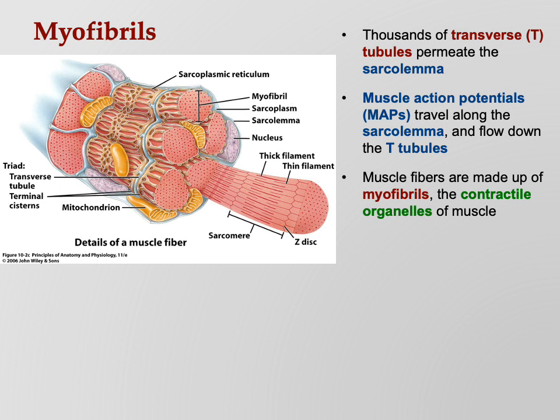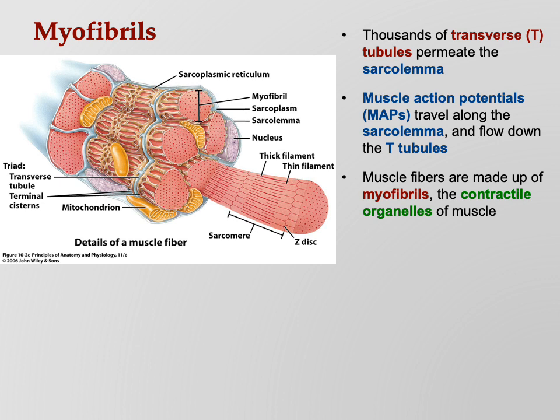So remember cells. Cells have all kinds of organelles, don't they? They have a cell nucleus, they have mitochondria, they have the rough endoplasmic reticulum, the smooth endoplasmic reticulum, the Golgi apparatus, the lysosomes, the peroxisomes. Well, muscles have their own unique kind of organelle. No other kind of cell has this organelle. And what organelle am I talking about? A myofibril.